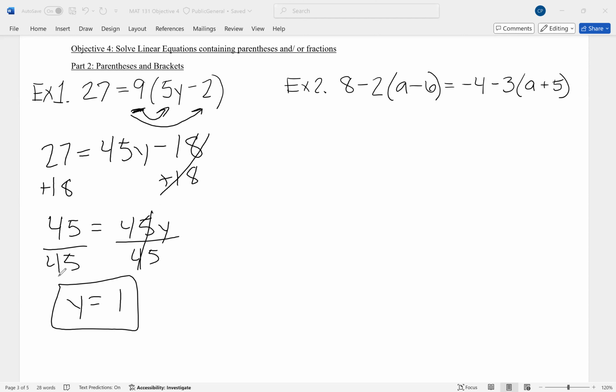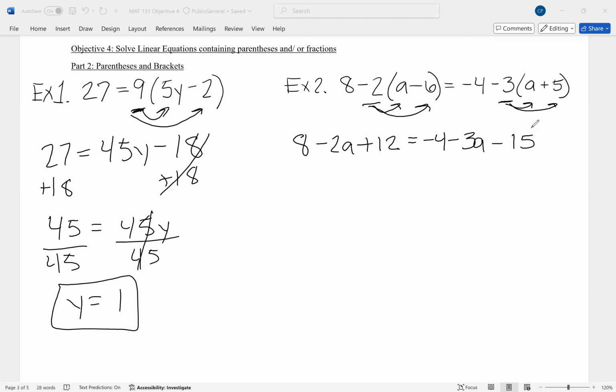And of course, when we divide both sides by 45, we'll get y equals 1, okay? Example 2 is a little bit more complicated. We added some more stuff. So this negative 2, we're going to have to distribute, multiply by the a and the negative 6. And this negative 3, we're going to have to do the same thing. We're going to have to multiply it by the a plus 5. When we do that, you should get 8 minus 2a plus 12 equals negative 4 minus 3a minus 15, okay?